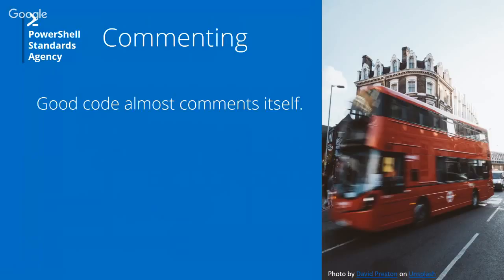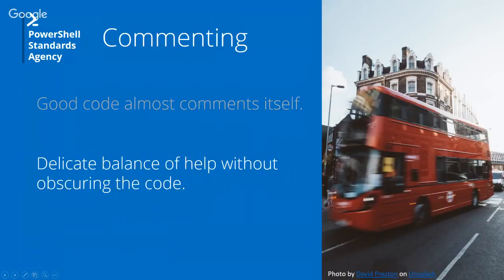But yeah, good code almost comments itself. You know, good code kind of reads like a story. There's a start, a middle, and an end to it, and there's a flow to it as well. So we don't want to have too many comments, and we don't want to have too little commenting. We want to get that delicate balance of commenting in our code so that it's easily readable, but not overly so.